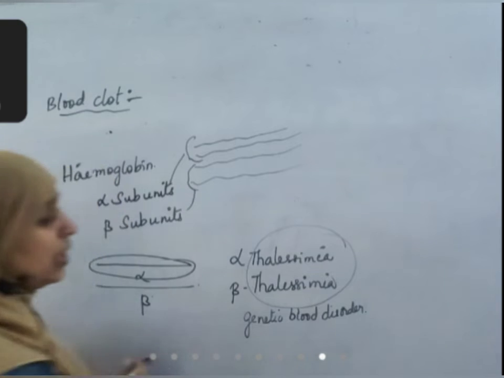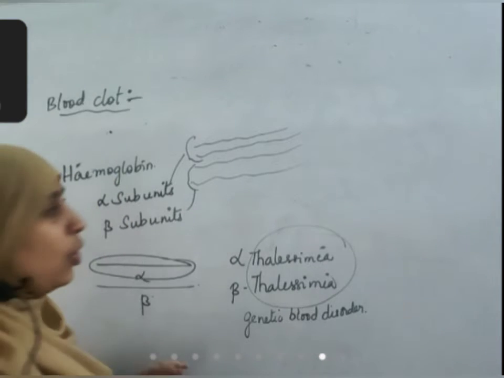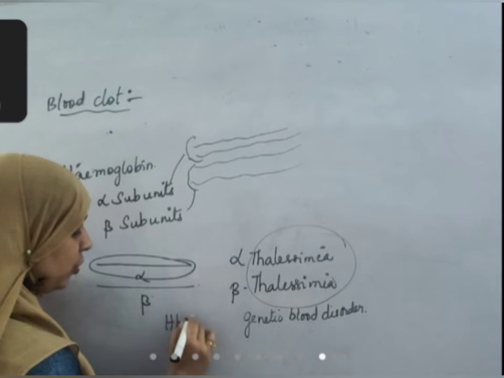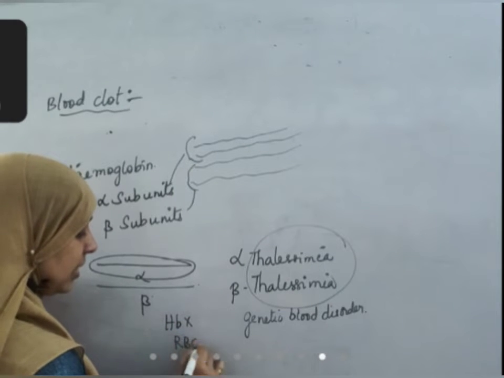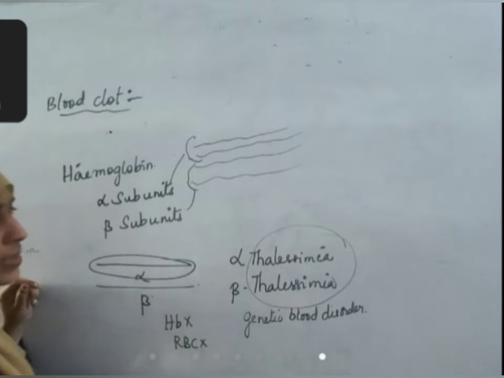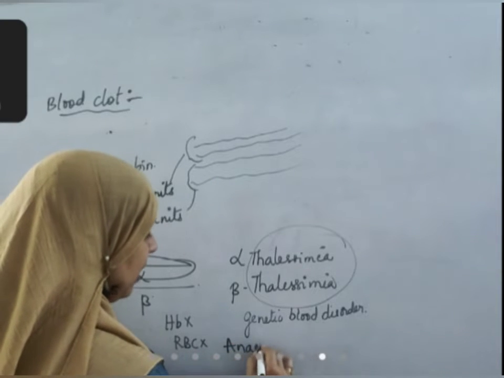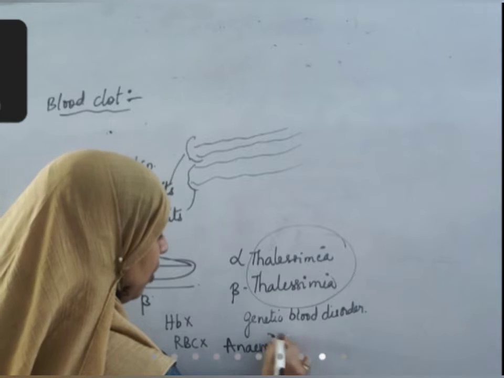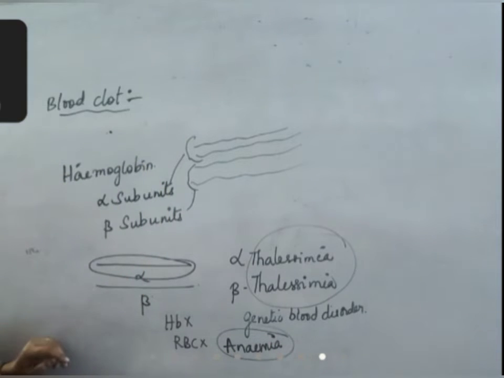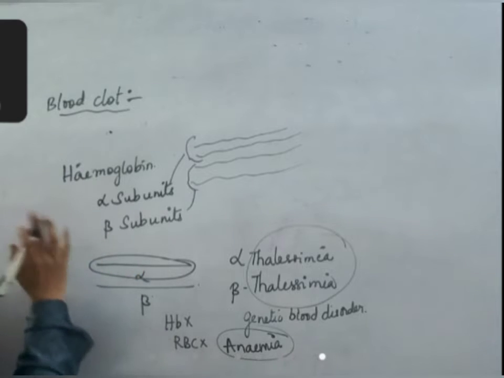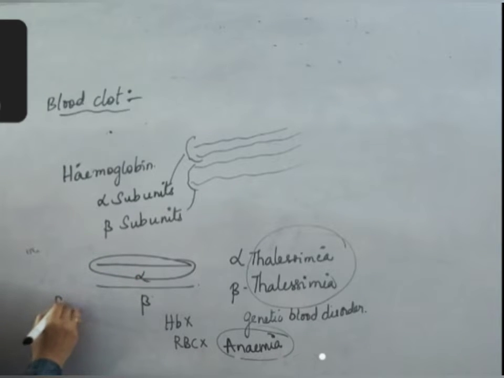It is a genetic blood disorder in which there will be anemia because hemoglobin is not produced. When hemoglobin is not produced in our body, RBC cells cannot be produced. If RBC cells are not produced, there is blood deficiency, and that condition is called anemia. What should be done for these patients? They should be given blood regularly.